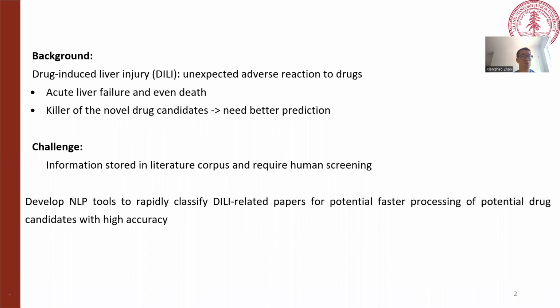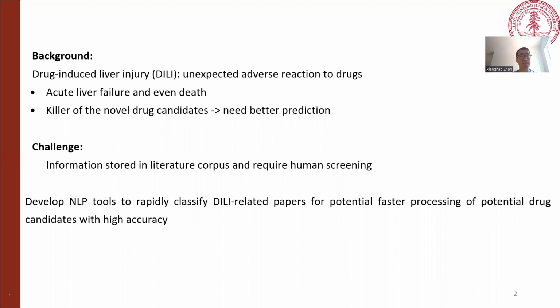But there is a huge challenge in this task, because information related to drug-induced liver injury, or DILI, is mainly stored in the literature corpus and therefore requires lots of manual work of human screening. But recently, with the development of natural language processing, there is an opportunity for us to develop NLP tools to rapidly classify drug-induced liver injury-related papers for potentially faster processing of the potential drug candidates with high accuracy.